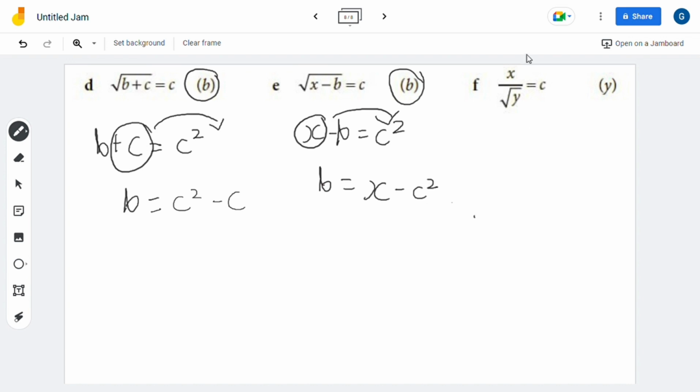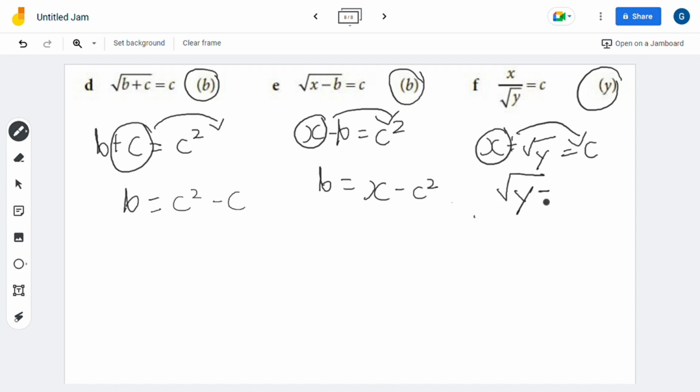Okay, the last question, x over square root of y equals c, and we need to make y the subject. So basically, x divided by square root y equals c. So we shift x over to the other side. Square root of y will equal x divided by c. So to remove the square root sign, we will need to add a square sign on the other side. So basically, y equals x divided by c, all squared.